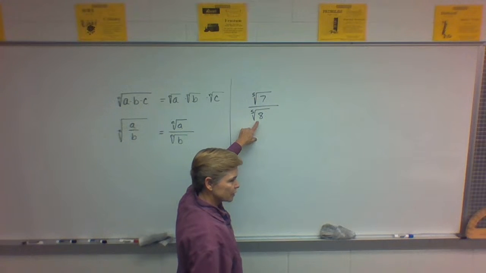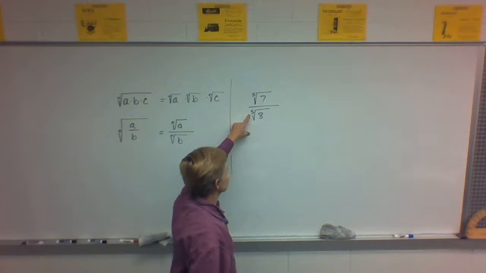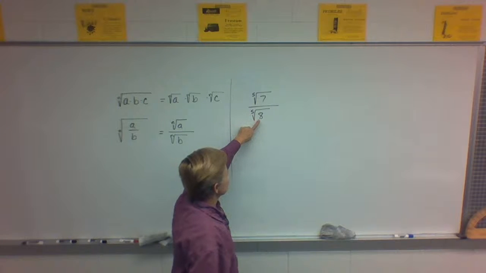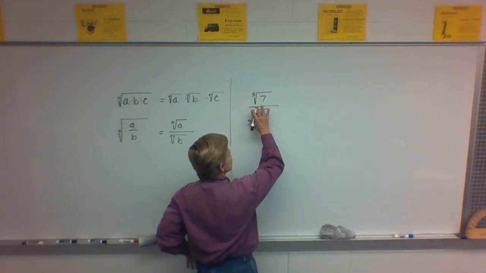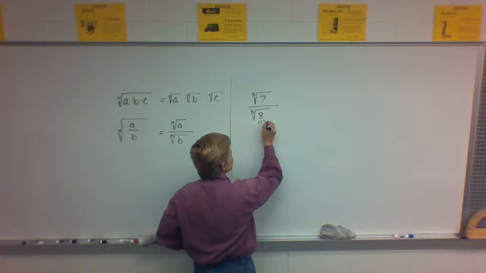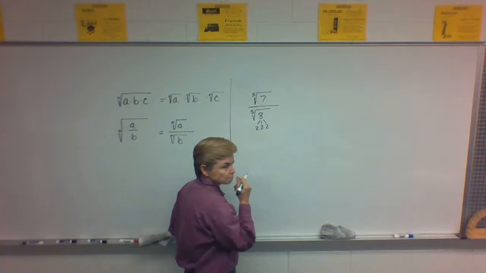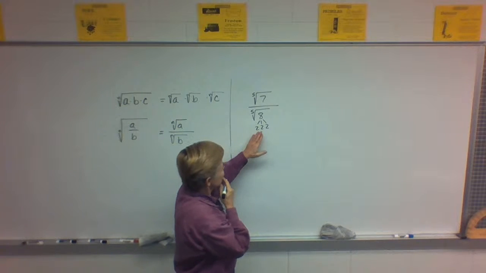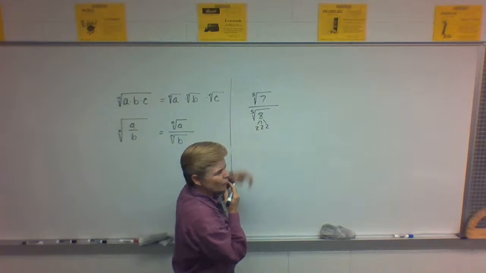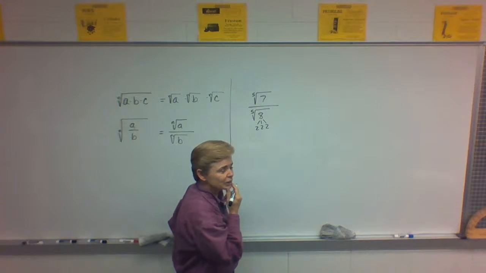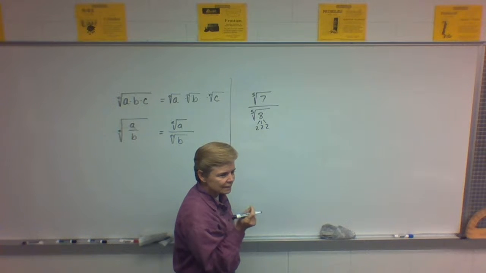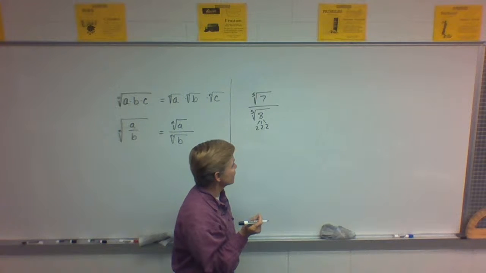So here's what you got to do. You got to think, okay, I'm fifth rooting. Is there any groups of 5 in 8? If I prime factored 8, because it's this that's the problem, that would be 4 times 2, which is 2 times 2 times 2, right? There are not 5 things. Remember, I'm looking for 5 things to come out. I've only got 3. So now you ask yourself, how many more do I need to get them to come out? How many?